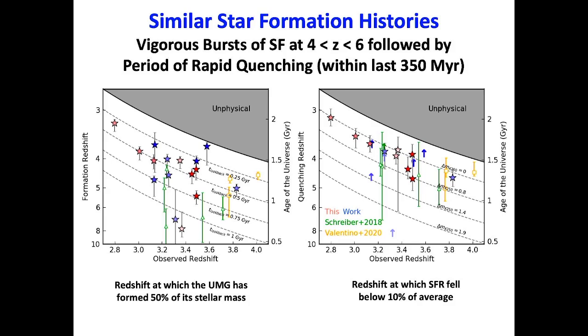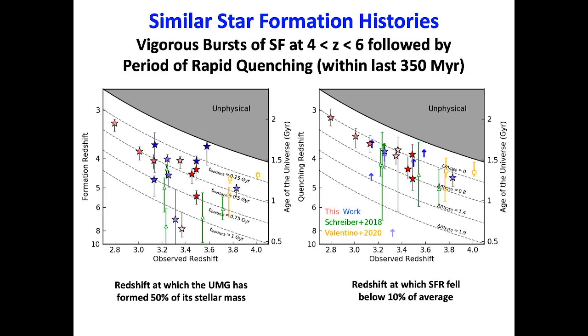So on this slide, what we've plotted here is, again, our sample of 16 plus some others from the sample of Schreiber and Valentino. Ours are blue and red, as in the previous diagram. What we plotted here is the redshift at which the UMG had formed 50% of its stellar mass. That's on the left. And on the right, you see the redshift at which the star formation rate fell below 10% of the average peak star formation rate during the main epoch of star formation.